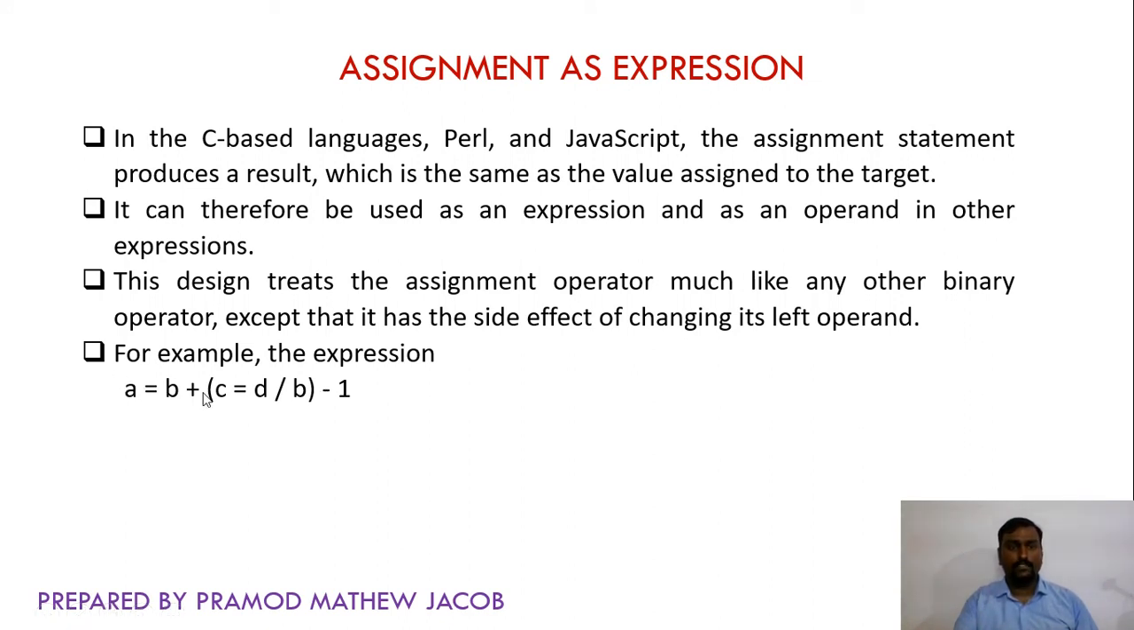Let's understand this with an example. A is equal to B plus C equal to D by B minus 1. As we have already learned precedence and associativity in programming languages, first precedence is for brackets. So first this expression is evaluated: C is equal to D by B. C is having an L value, D by B is having an R value. So this expression is valid. First it will perform D by B and that value is mapped to C and that value will be returned to the main expression, that is B plus C minus 1. So this expression can be derived as A is equal to B plus C minus 1.